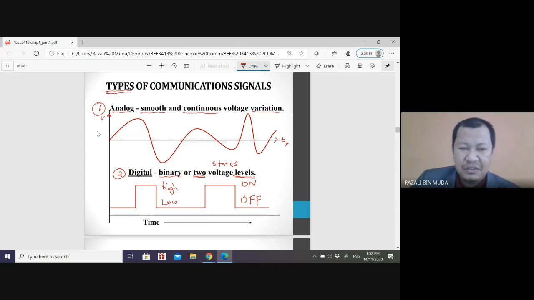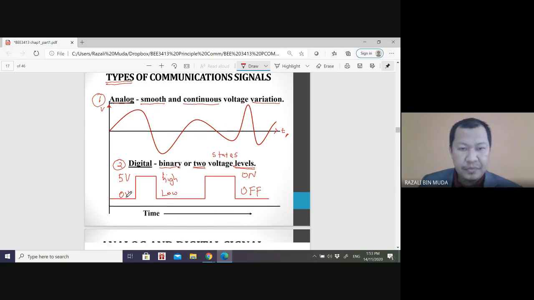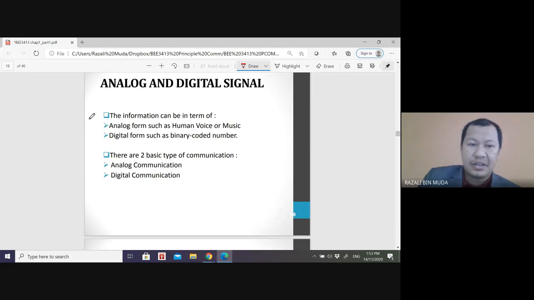There are a few more terms to describe these binary states or two states. The most common are high, low, or on and off. So sometimes we have 5 volts and 0 volt, like that. It could be anything. So there are two types of communication signal. First is analog and second is digital.